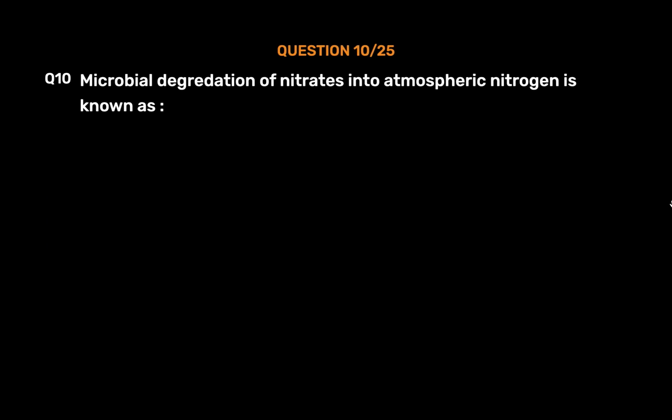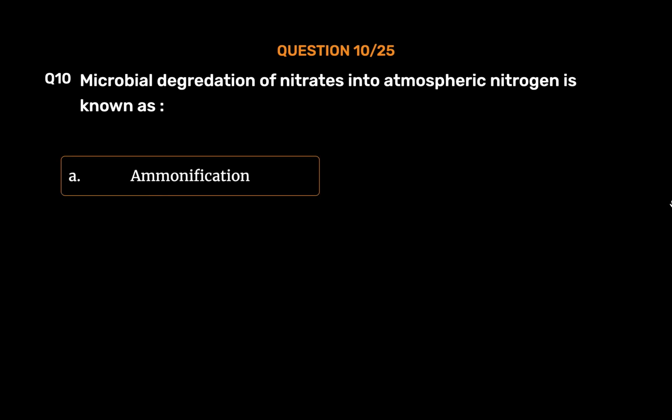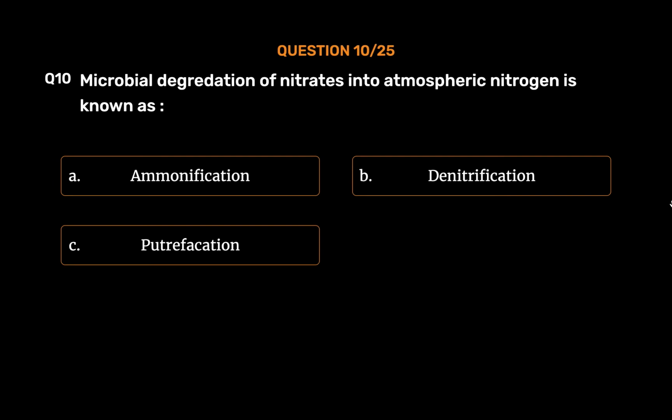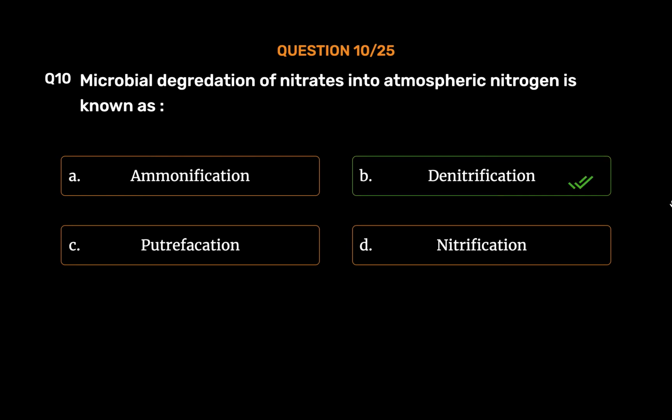Question number 10. Microbial degradation of nitrates into atmospheric nitrogen is known as Option A. Ammonification. Option B. Denitrification. Option C. Putrefaction. Option D. Nitrification. The correct answer is Option B.